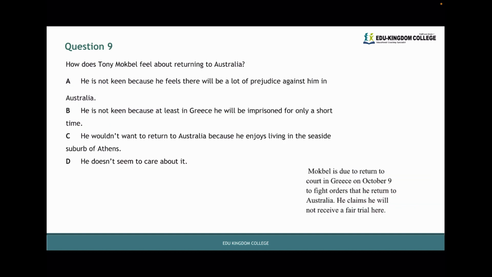Now, question 9, how does Tony Mokbel feel about returning to Australia? So in the extract, it states, Mokbel is due to return to court in Greece on October 9 to fight orders that he return to Australia. He claims that he will not receive a fair trial here. So this is interesting because, one, he doesn't want to return, right? So immediately D is not really there. He does care about it. He does not want to go back to Australia. So he's not keen because he feels as if Australia will not judge him fairly or equally, right? Because of that, the answer would be A. He is not keen because he feels that there will be a lot of prejudice against him in Australia.